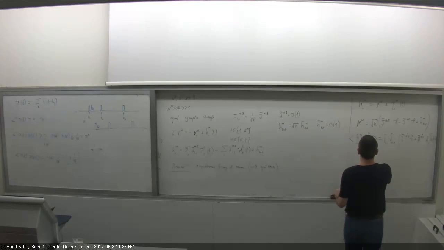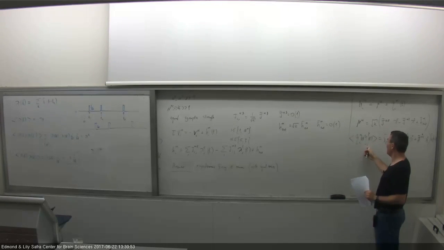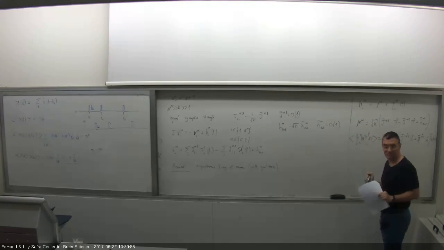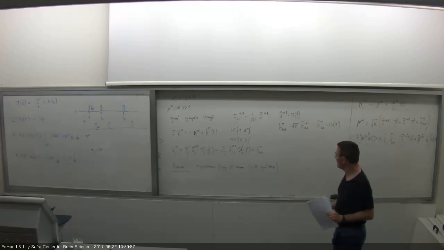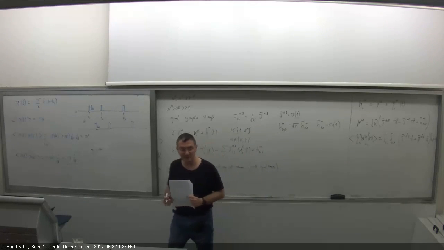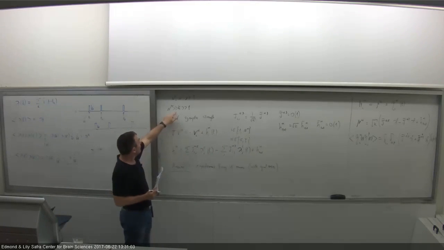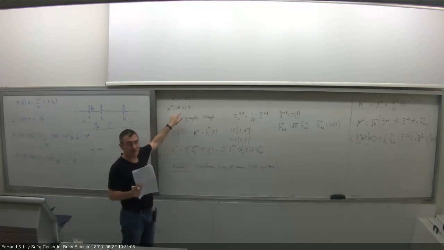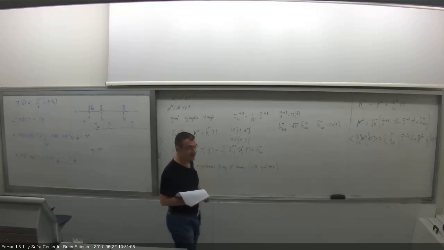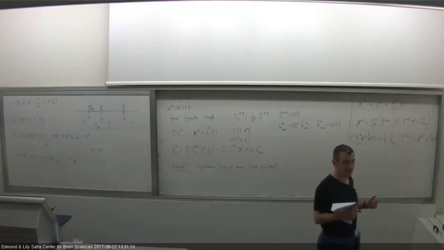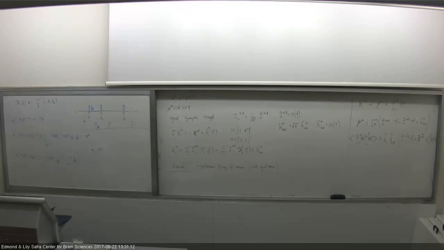Well, what about the case where alpha is not equal to beta, or i is not equal to j? Then there will be no contribution because of the asynchrony assumption and the fact that k is very small, so it's very sparse. So two neurons receive basically inputs with no overlap.